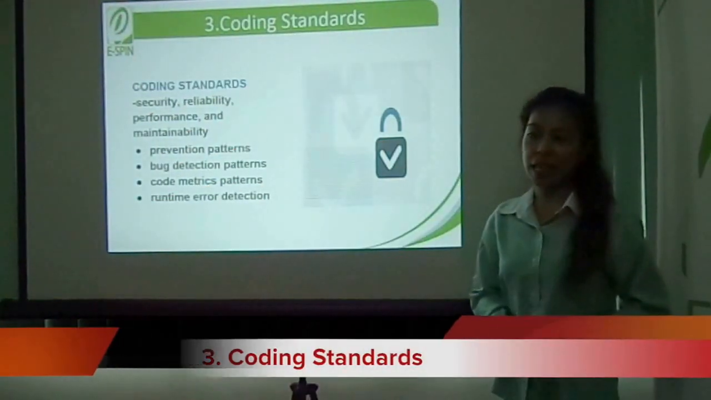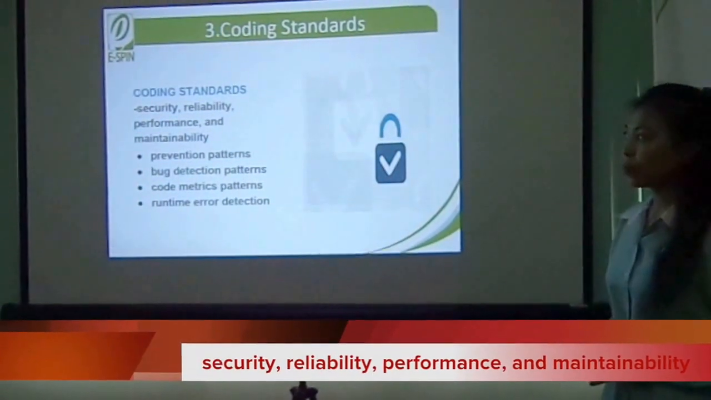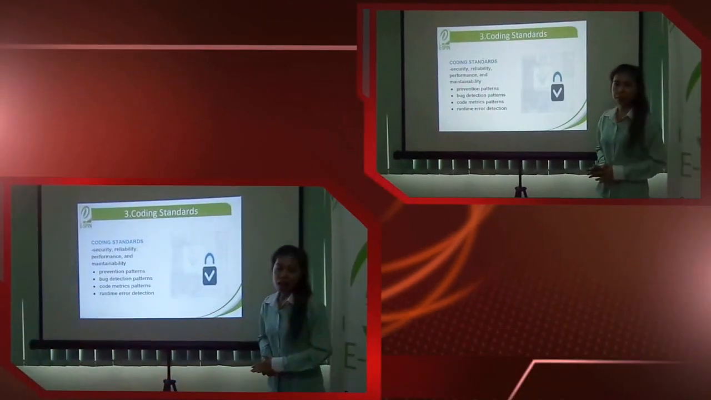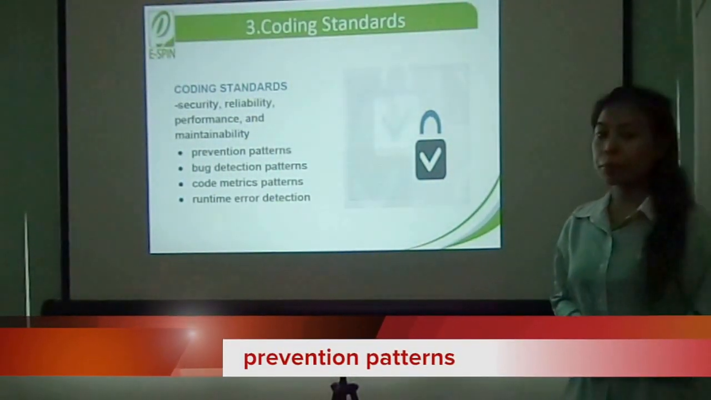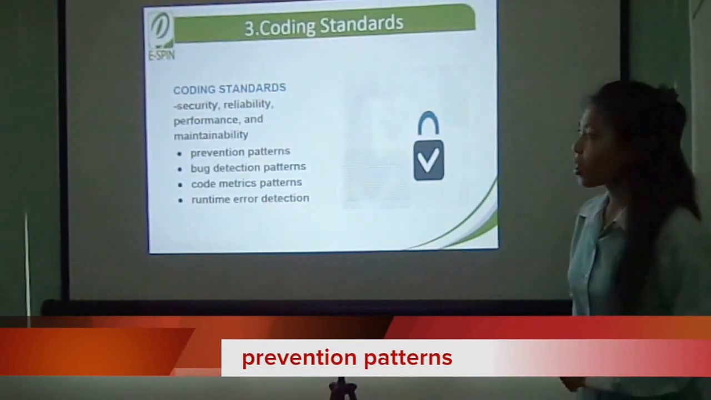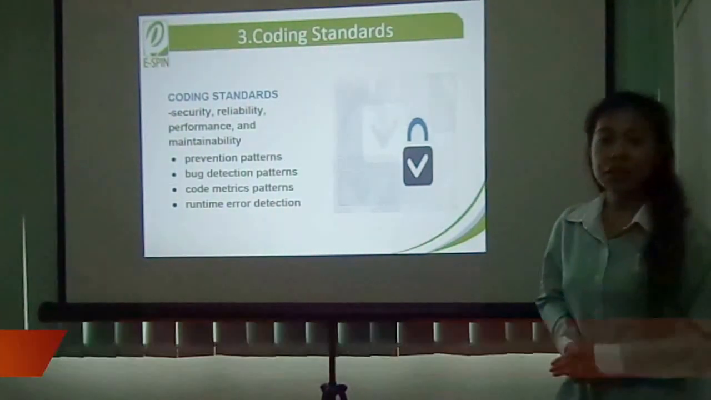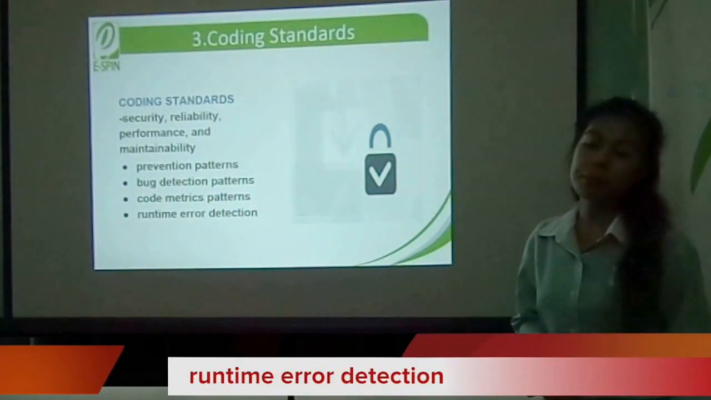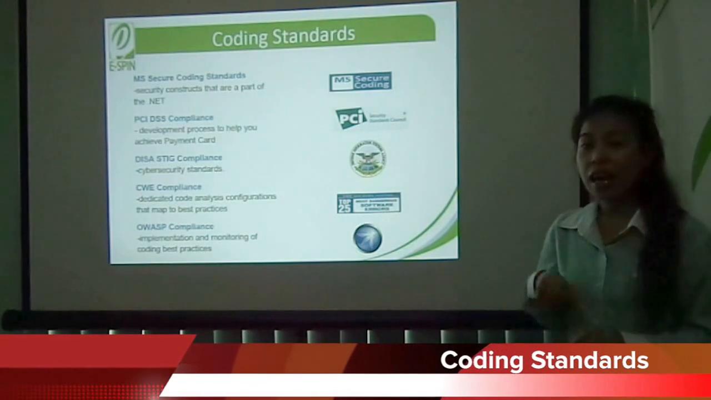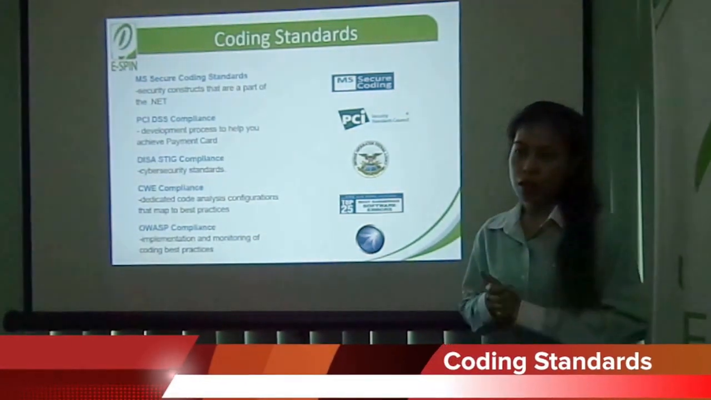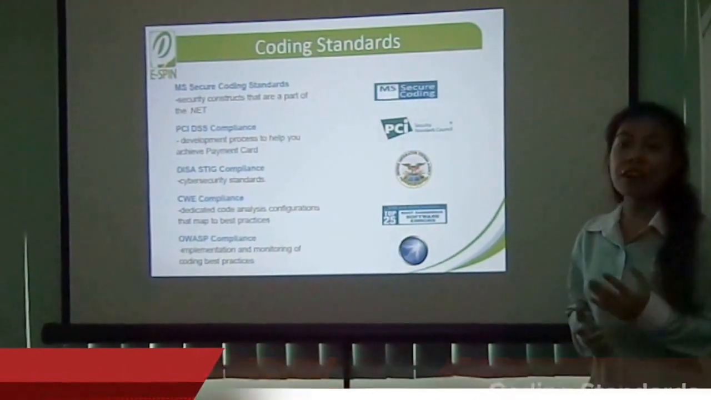The third topic is coding standards. What is a coding standard? It is for security, reliability, performance, and maintainability. In Parasoft, they blend four ways to implement coding standards: prevention patterns, bug detection patterns, code metrics patterns, and runtime error detection. These are examples of coding standards. Again, there are a lot of coding standards that Parasoft dotTEST supports, but I'll just give you five major examples.